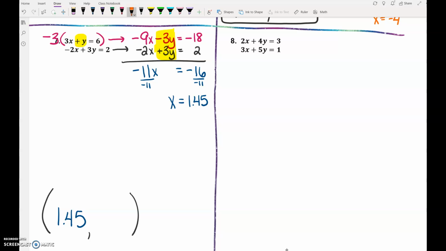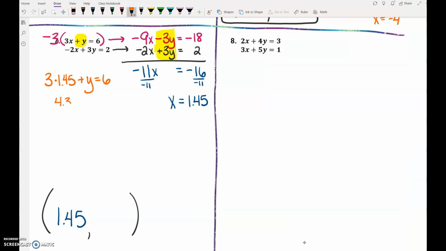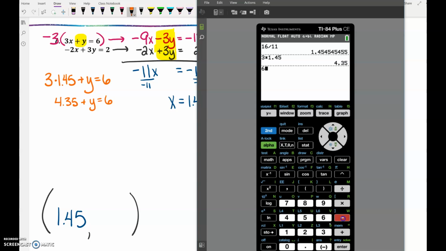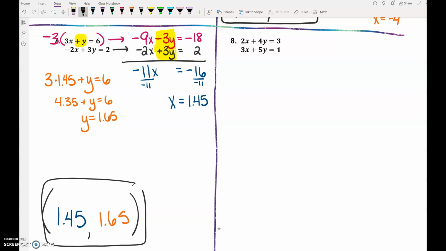The top original. So 3 times 1.45 plus y equals 6. 3 times 1.45 is 4.35. So y equals 1.65. That's an ugly looking box.